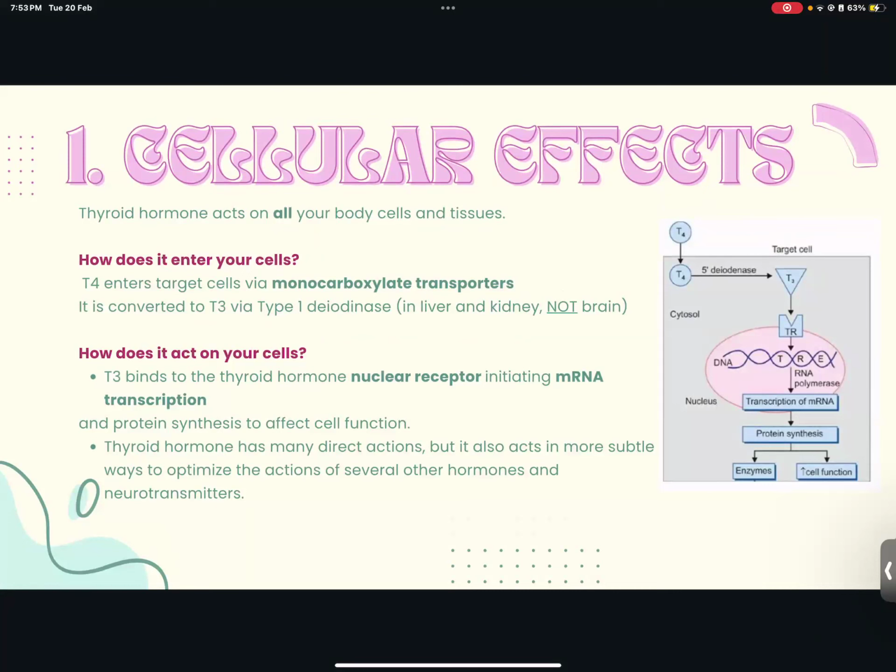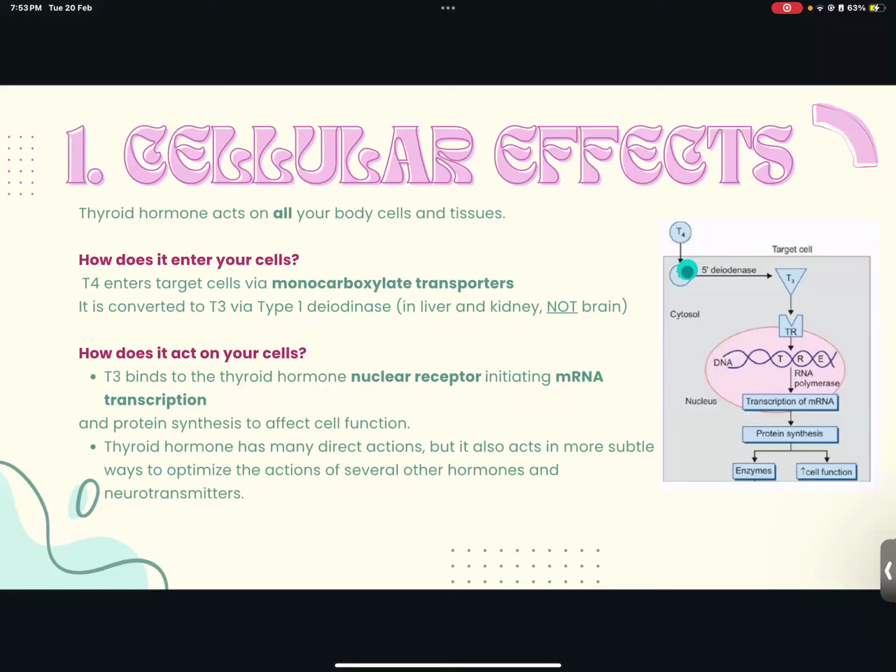Thyroid hormone is going to act on all the cells and tissues in the body. What it's going to do is enter your cell via the monocarboxylate transporters, which we mentioned before, the MCT8 and the MCT10. And in the liver and the kidney, it's going to be converted into T3 via type 1 deiodinase. And in the brain, it has its special deiodinase, which is type 2, so D2.